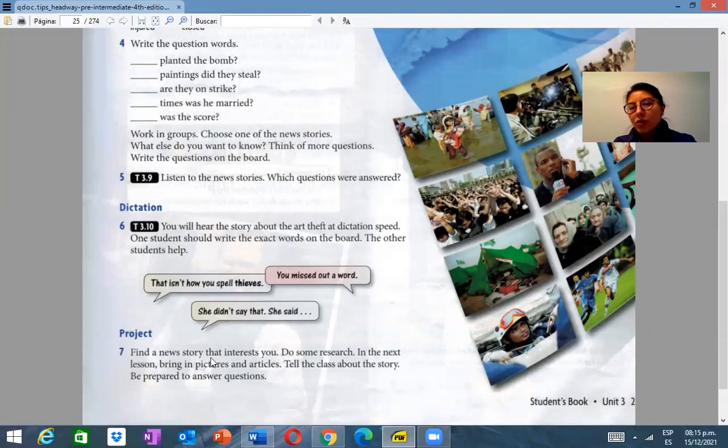Okay, for tomorrow you have a homework. Can you see here? Project. What do you have to do? You have to find a news story that interests you, about anything, depending on you. Do some research in the text in the next lesson. Bring in pictures and articles. That's why I'm saying that tomorrow you have to describe your homework. You have to say, what is it about? You have to describe everything. And also at the end of your homework, if you have, for example, a picture or something like that, you have to write at the end your opinion about it. What do you think? If it may be a funny news, you can write, oh, for me, it's interesting because it's funny, because something, something. You have to write your opinion at the end, okay?